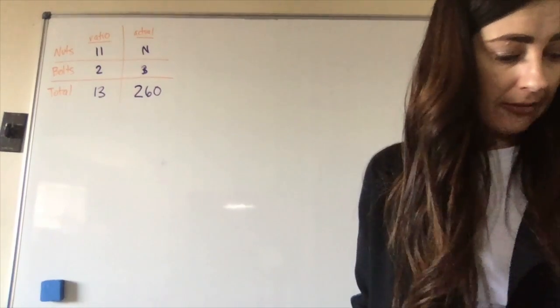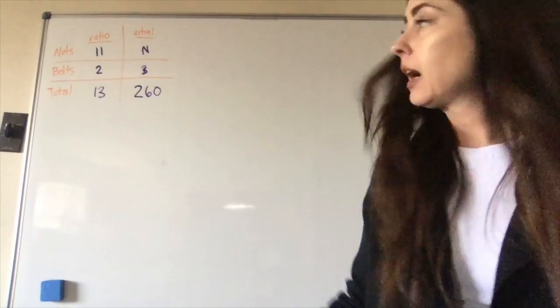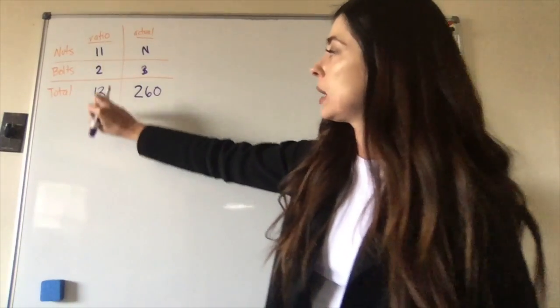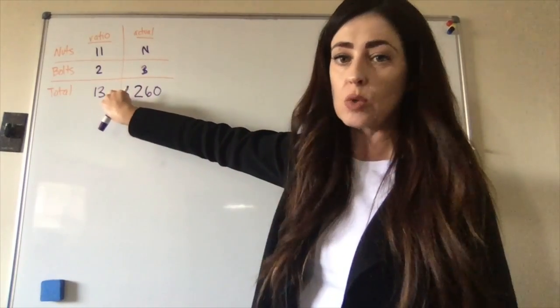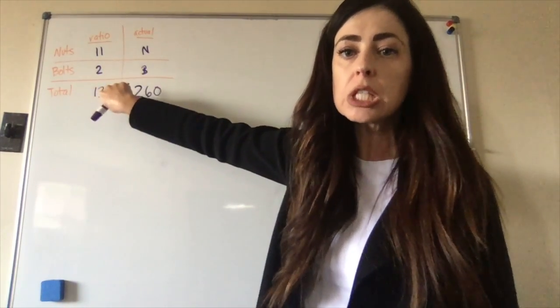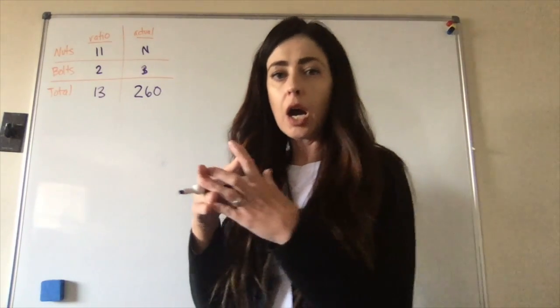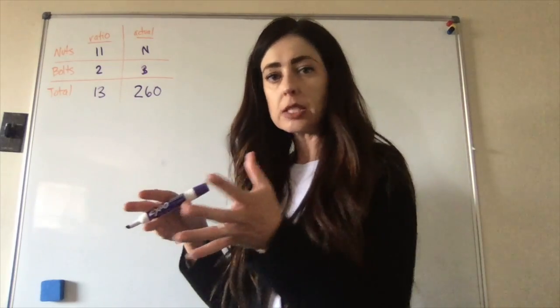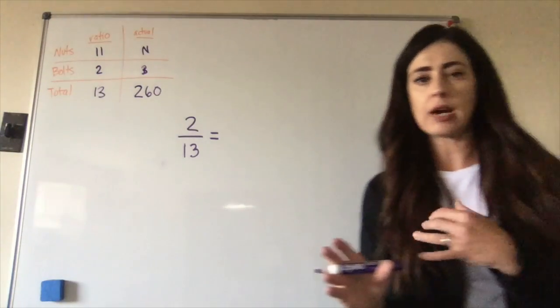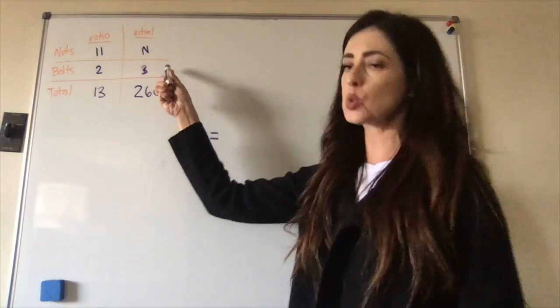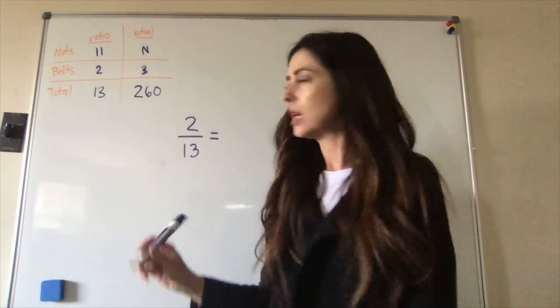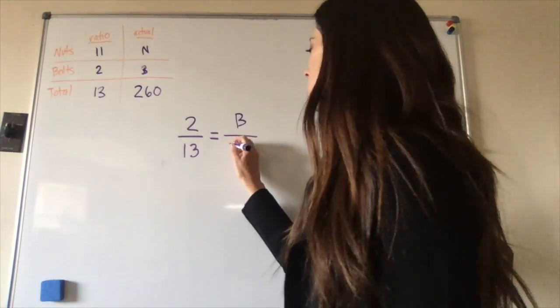So all we have to do is say, okay, I know that we have 2 over 13 as our ratio, right? 2 units out of the 13 total units that the nuts and bolts pile are broken down into are bolts, right? So that's going to be our fraction, 2 over 13. Now remember, when we're working with ratios, we set it equal to another fraction, okay? Do we know the actual number of bolts? No. So we're going to use that as a B. And then we're going to say B over 260.